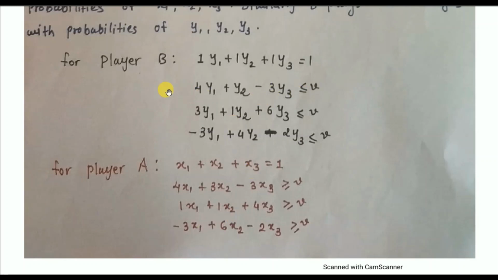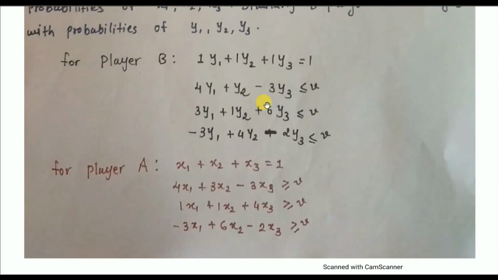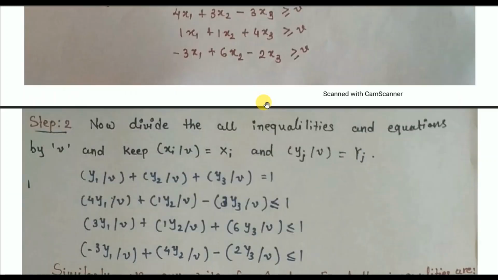You also know that player A is a winner player and player B is a loser player. That is why B always tries to minimize his maximum losses and player A always tries to maximize his minimum gain. So we also make this equation in the algebraic method. I hope you know. Now we move ahead to step 2.